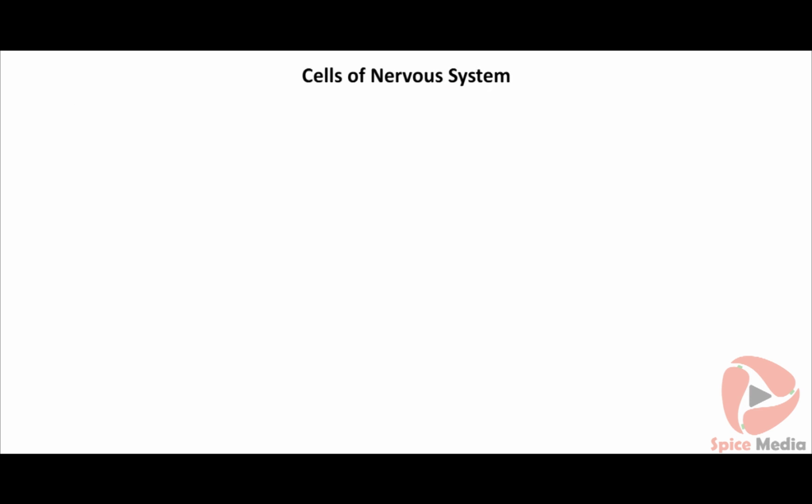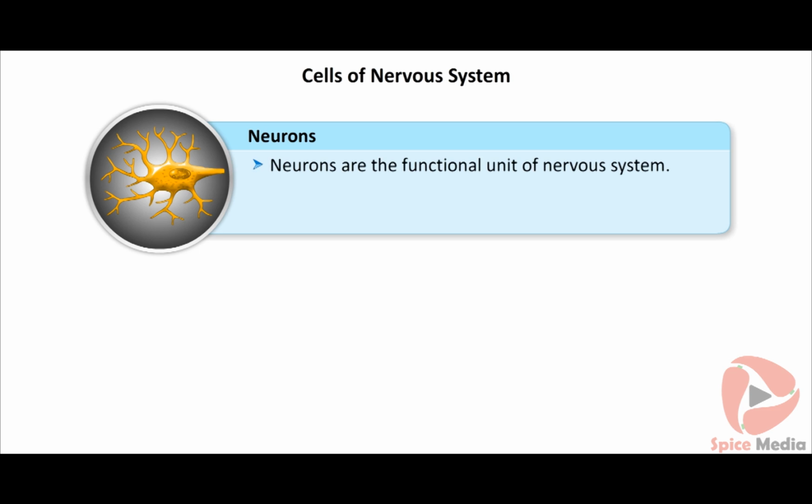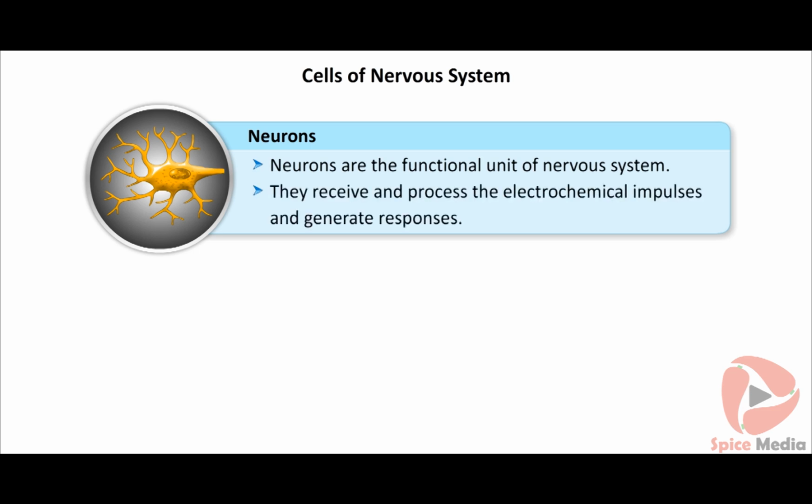The cells of the nervous system include neurons and glial cells. Neurons are the functional unit of the nervous system. They receive and process the electrochemical impulses from various parts of the body and generate responses.